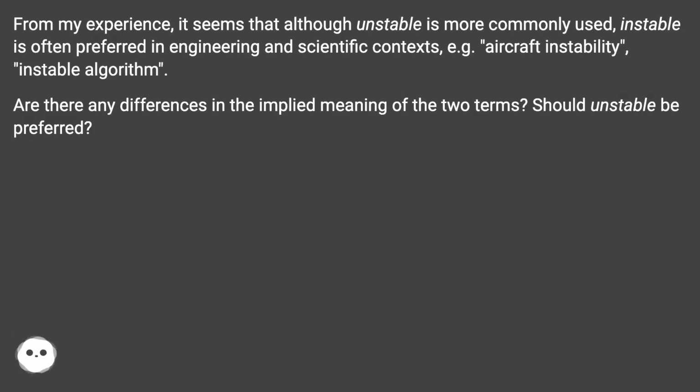Instable or unstable? From my experience, it seems that although unstable is more commonly used, instable is often preferred in engineering and scientific contexts, for example aircraft instability, instable algorithm. Are there any differences in the implied meaning of the two terms? Should unstable be preferred?